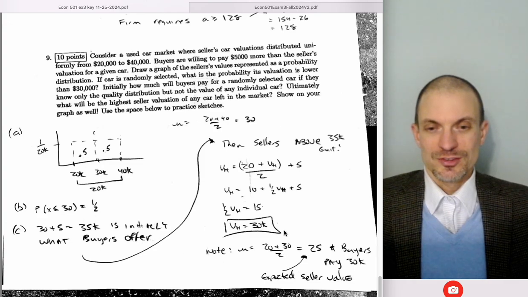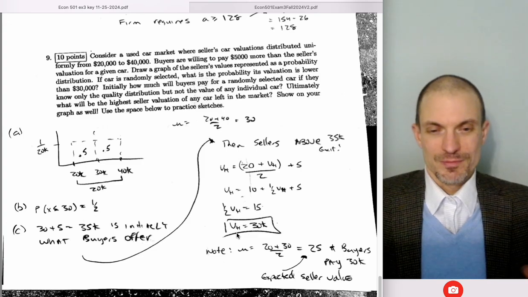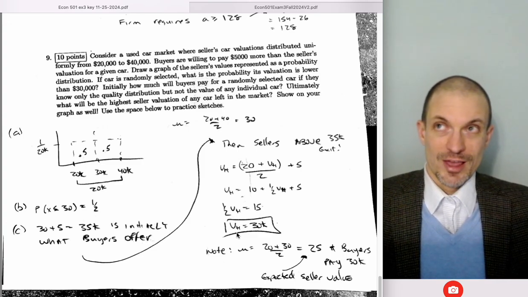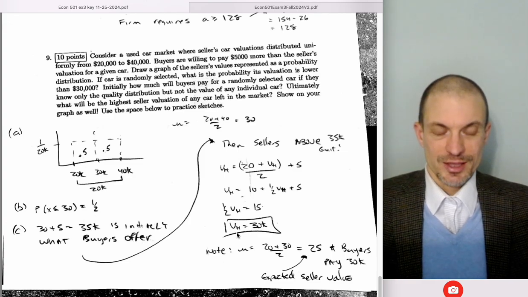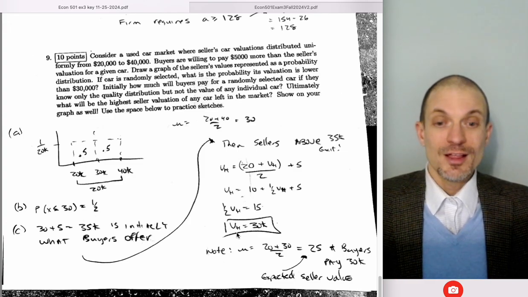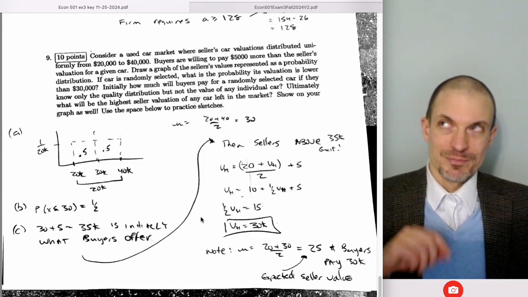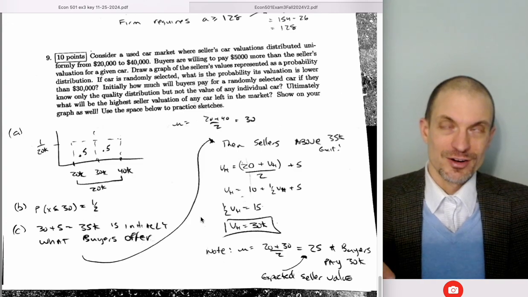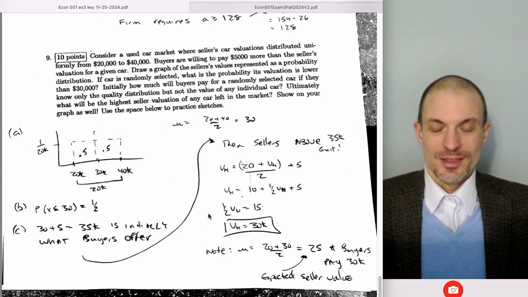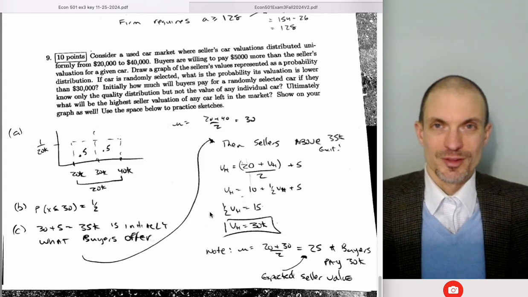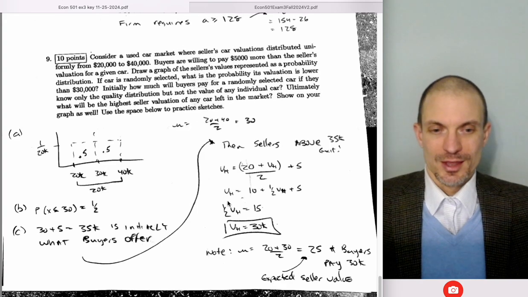And so the idea is, when all the sellers whose valuation was above what buyers would have been willing to pay have left, then the highest valuation of any seller remaining in the market ends up being 30,000. When that's true, the expected value is such that buyers believe a randomly selected car is something they're willing to pay 30,000 for, and that's enough to keep all the remaining sellers in the market, which I think is kind of clever. This is an adverse selection, market for lemons problem.